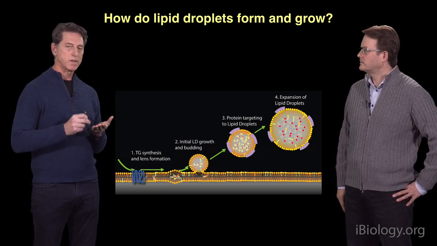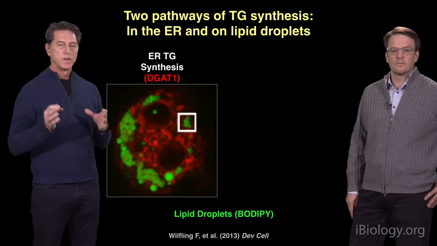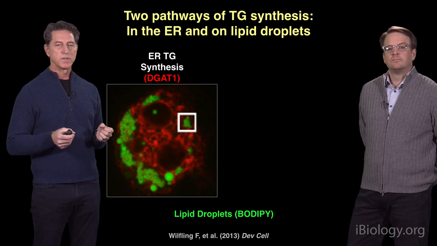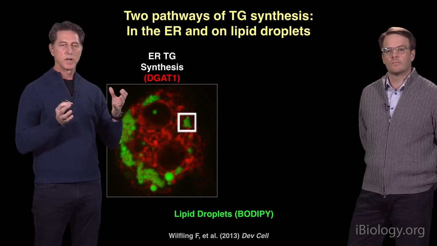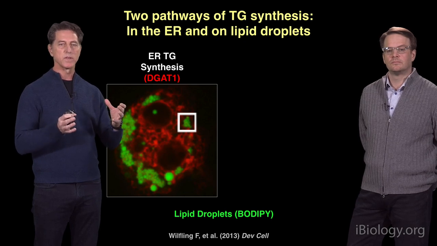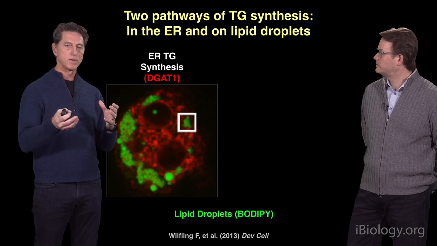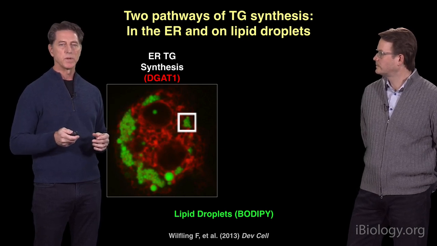The final step we'd like to discuss briefly is how some lipid droplets expand. So in this image, what you can see is the DGAT1 enzyme and others of the triglyceride synthesis pathway behave like this. They're confined to the endoplasmic reticulum. So that's the red signal. The green signal are the lipid droplets.